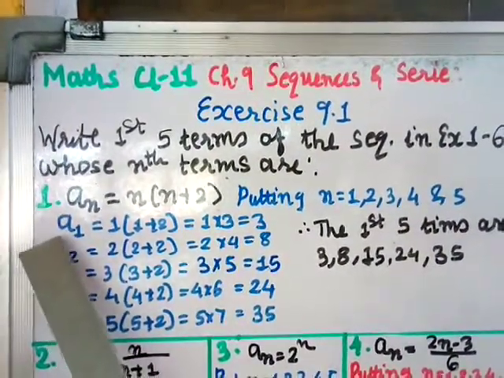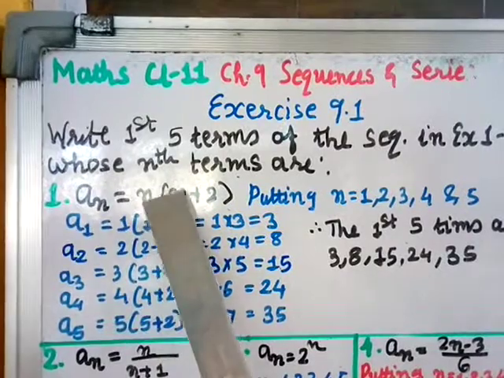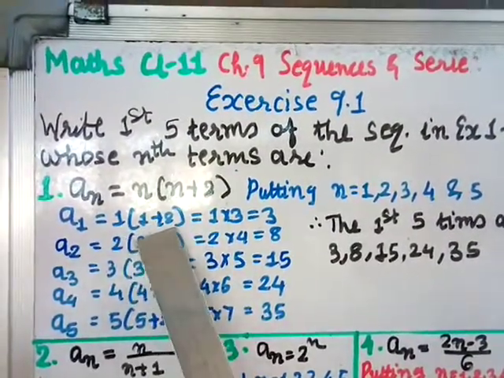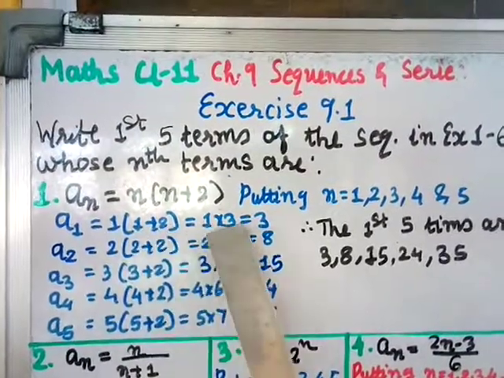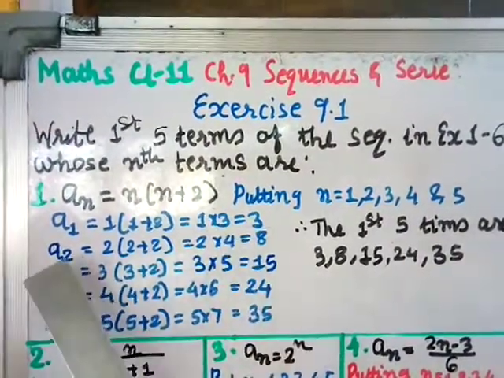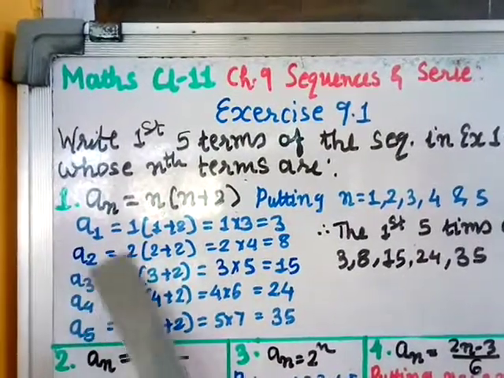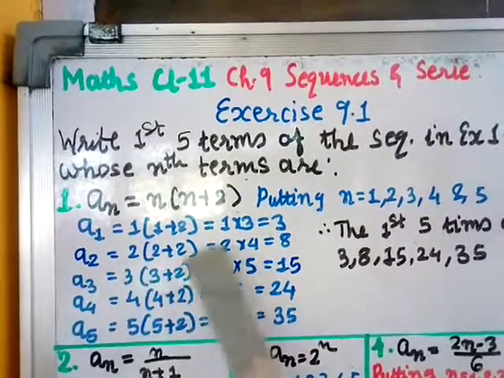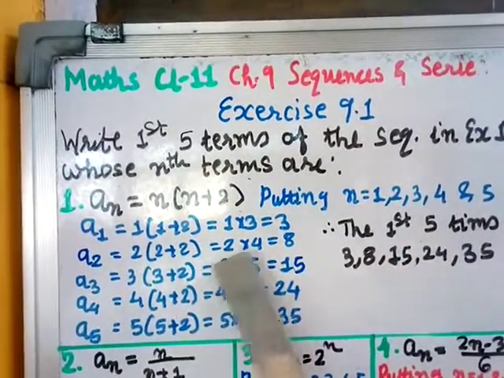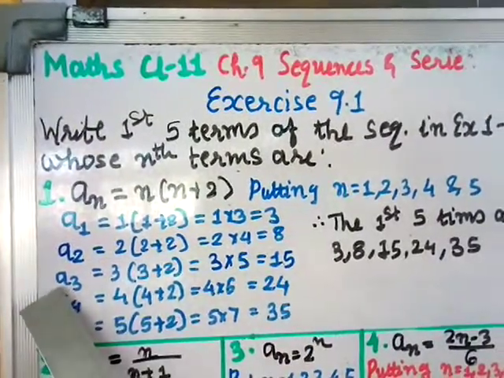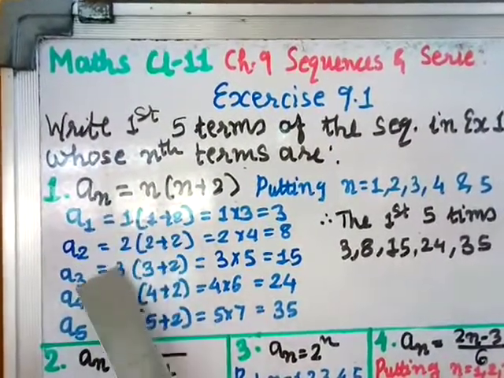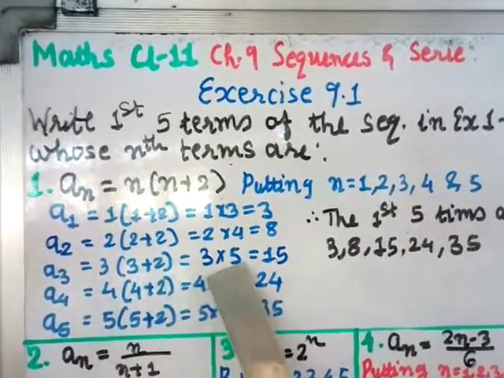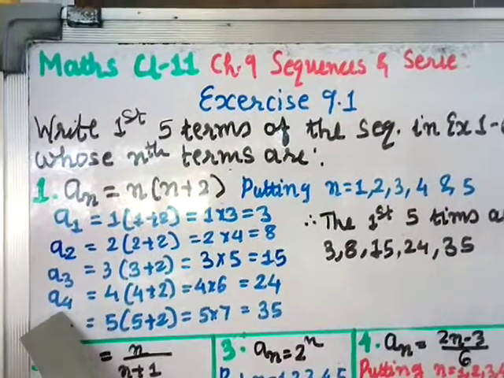Let us find the first term by putting n equal to 1 wherever there is n. So a1 equals 1 into (1 plus 2). 1 plus 2 is 3, so 1 into 3 gives you 3. Then put n equal to 2. So a2 equals 2 into (2 plus 2). 2 plus 2 is 4, so 2 into 4 gives you 8. Then put n equal to 3. So a3 equals 3 into (3 plus 2). 3 plus 2 is 5, which gives you 15. Then put n equal to 4.